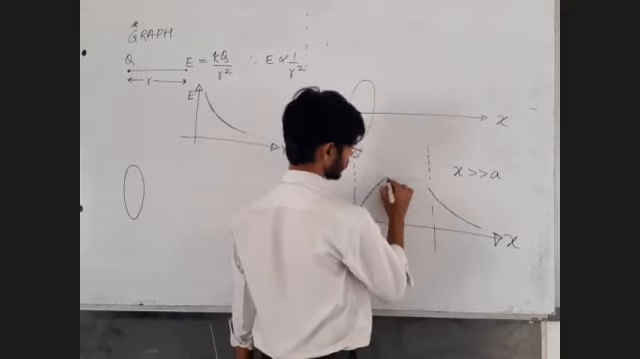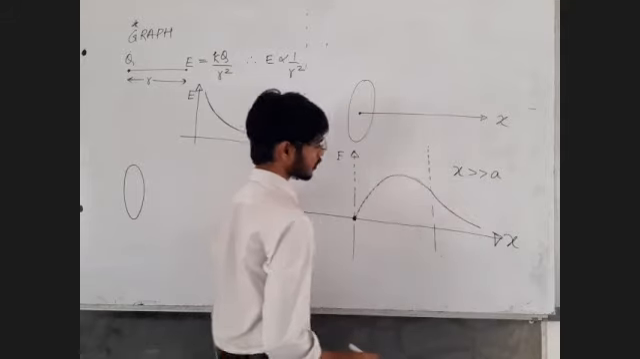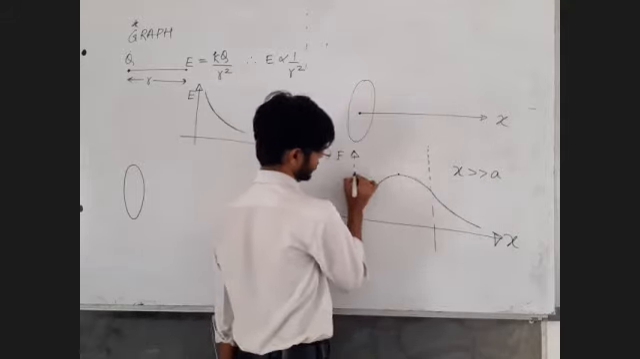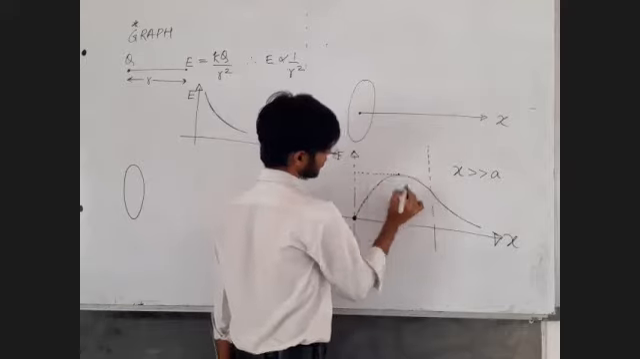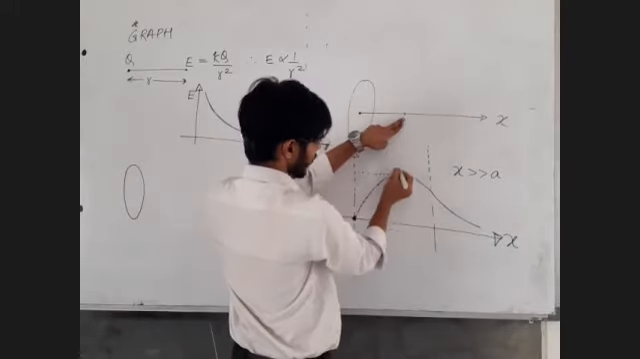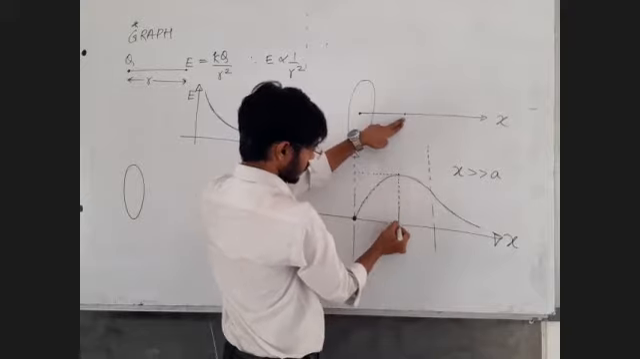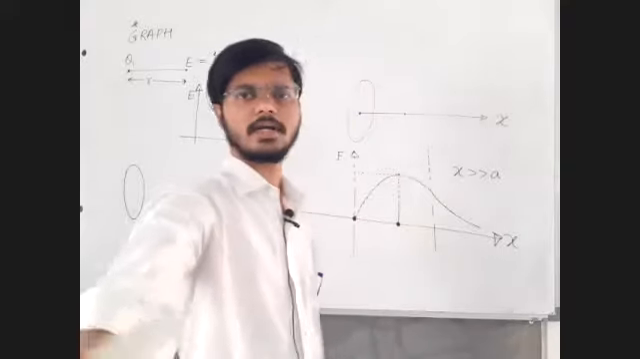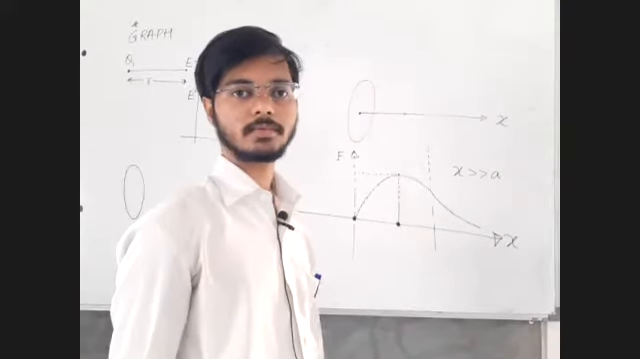Now you may say, sir, the electric field is maximum at some point. Yes, it is maximum at some point. At some particular value of distance on the axis, the electric field is maximum. What is that distance, sir? Now that becomes a maxima minima problem.